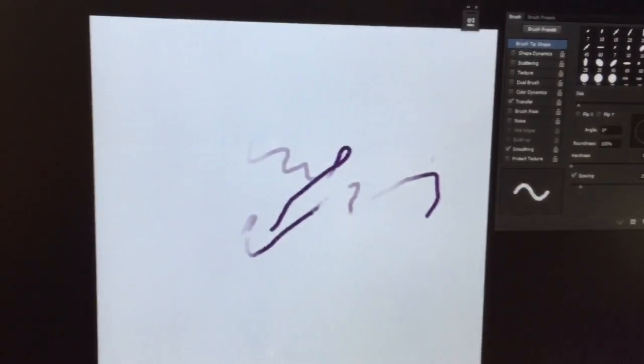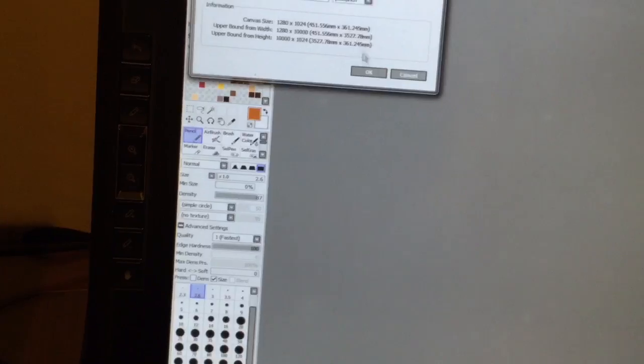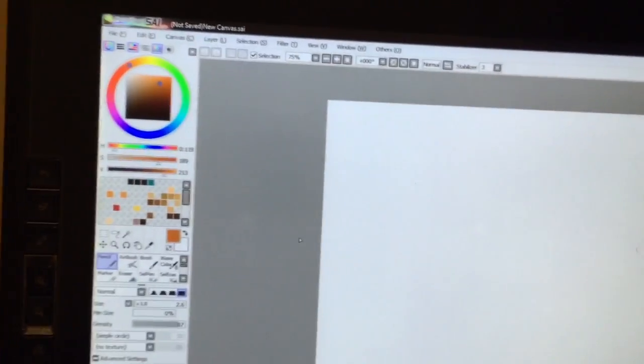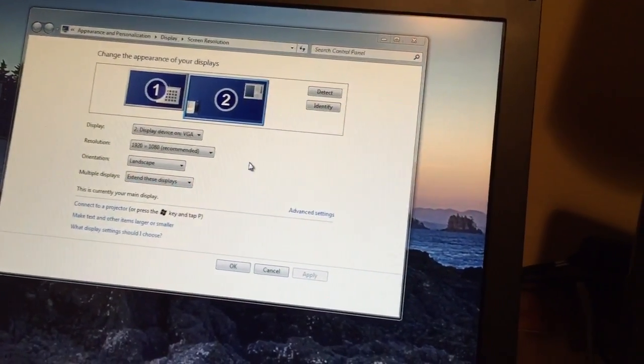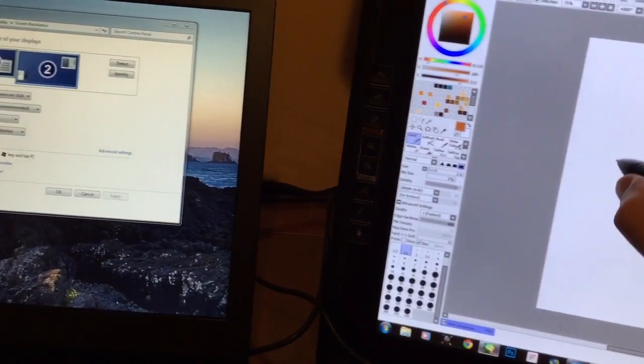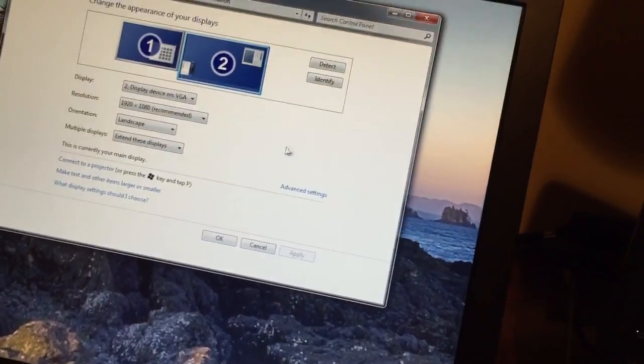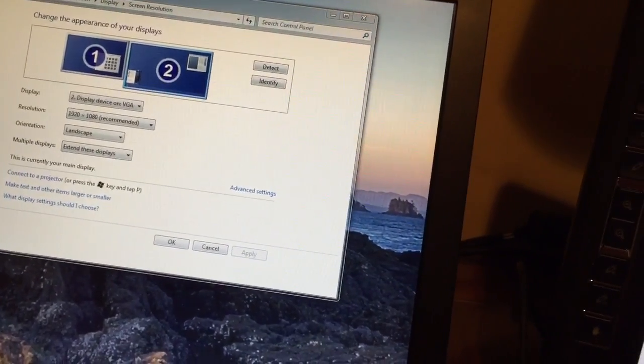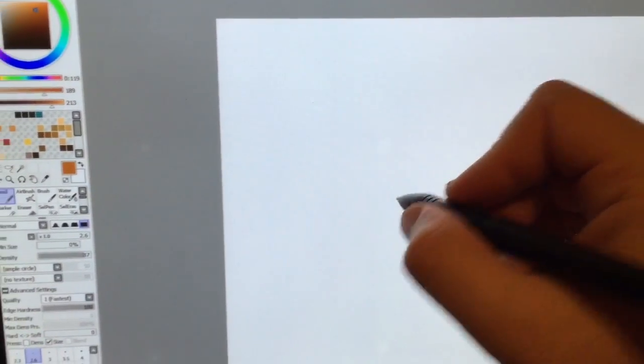Okay, but then when I use SAI, it's very strange. Watch what happens. What's happening is it's drawing over here. You see how my hand is moving, and it's moving the cursor on the wrong screen.